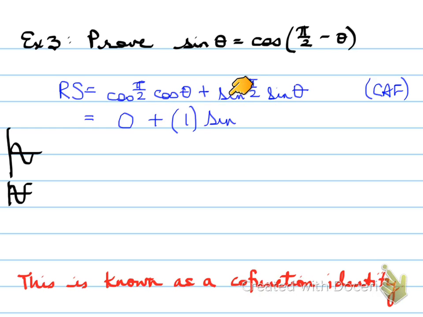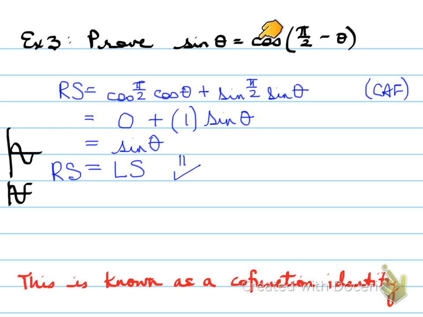Then we have plus sine pi over 2, so looking at the sine graph, pi over 2, the value is up here, which is 1, times sine theta. What does this equal? Well, this equals just straight sine theta. Looking on the other side, oh, look, here it is, folks. That's right. Right side equals left side, and we've now checked that this cofunction identity is actually true using the CAF rule.